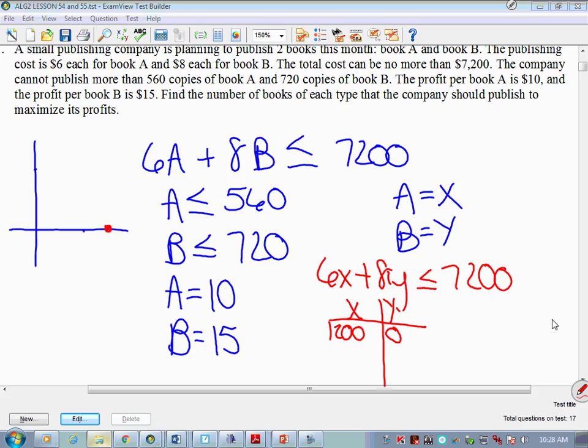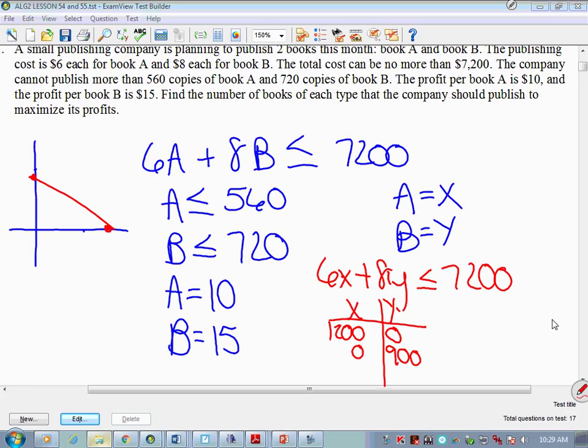Okay? Now if I want to find the y-intercept, what do I need to do? Plug 0 in for x. Okay? So what's 7,200 divided by 8? 900. All right, so I would come up here to where I found 900. I'd put a dot. Okay? All right, does that make sense? So those would be two coordinates that I would plot.